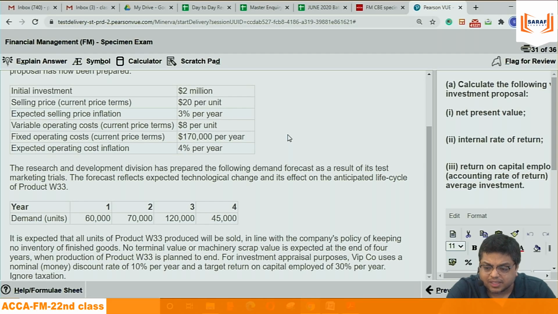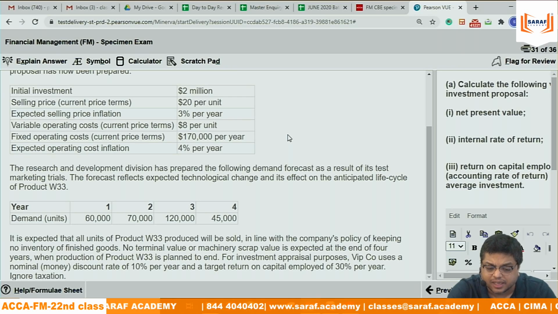For investment appraisal purposes, VIP company uses a nominal money discount rate of 10%. Nominal means real and inflation combined. VIP company uses a nominal money discount rate of 10% per year and a target return on capital employed of 30% per year. That means they are doing a project where the return on capital employed will be 30%, and they are deciding on the projects on the basis of a 10% discount rate.